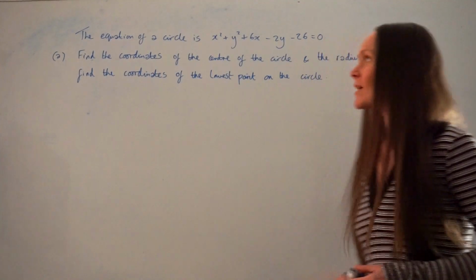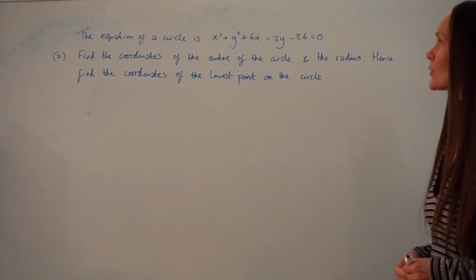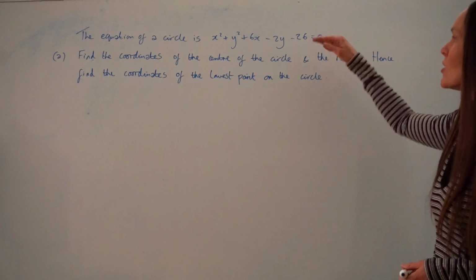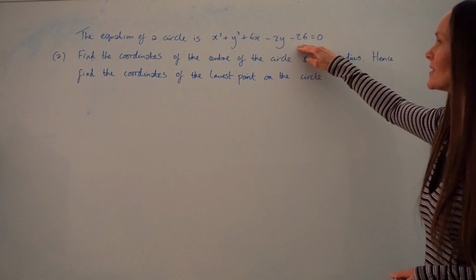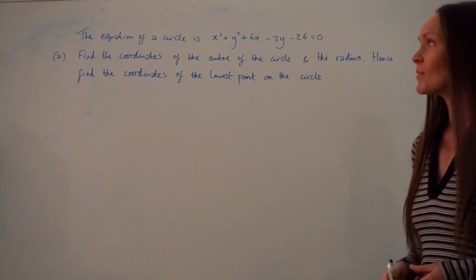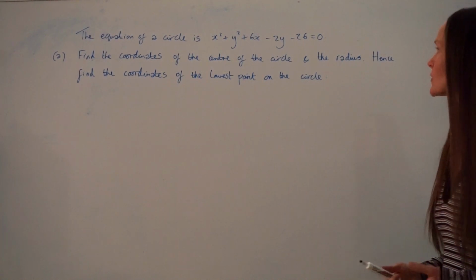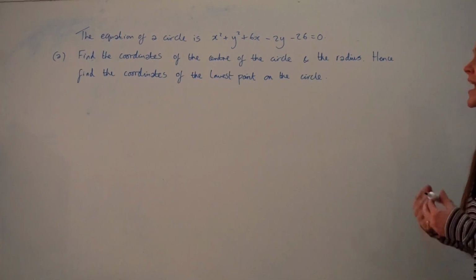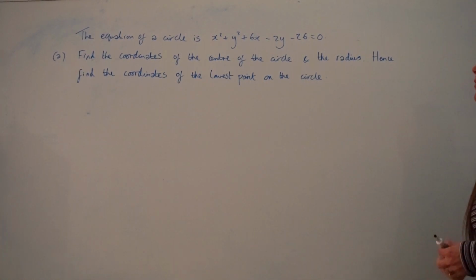So in the next exam question, it says the equation of a circle is x squared plus y squared plus 6x minus 2y minus 26 equals 0. And in part A, we have to find the coordinates of the centre of the circle and the radius. Hence, find the coordinates of the lowest point on the circle.